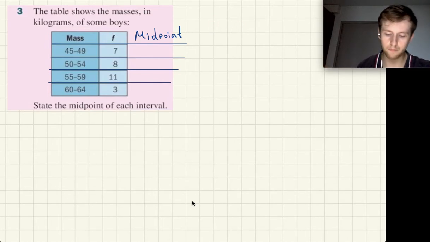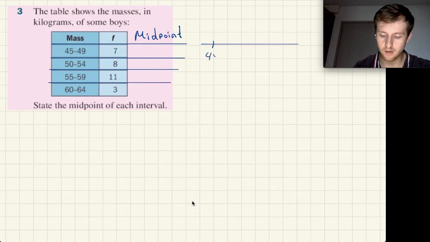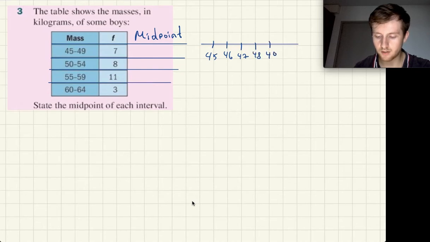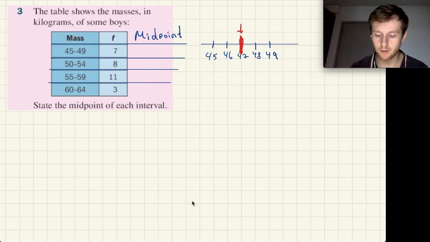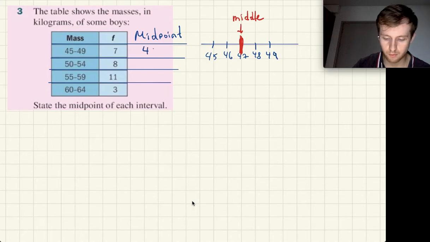Or you can look at it as if we had those numbers on a scale. Let's say we have 45, 46, 47, 48, 49 on the scale. In this case, the midpoint is going to be 47. Sometimes it helps if you just imagine the scale. You don't necessarily have to draw it. And you can see that this is our middle. So 47 is the midpoint here.